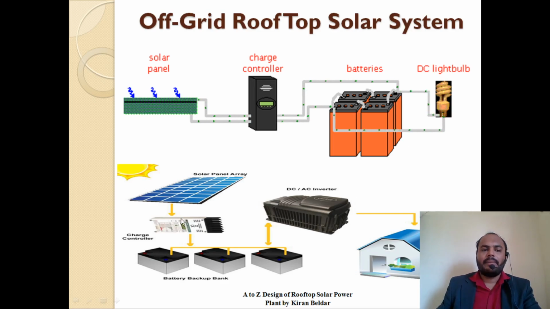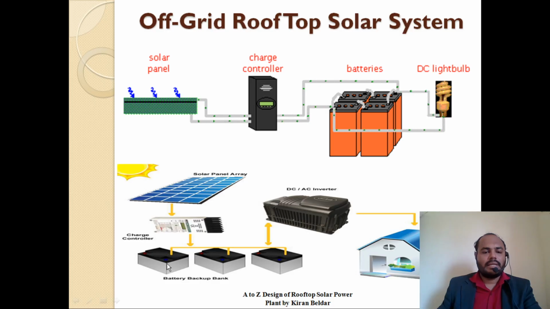The second diagram is a simple block diagram of an off-grid rooftop solar system. The panel is connected. Electricity is generated from the panel. The DC power is given to a charge controller. The charge controller charges the batteries.